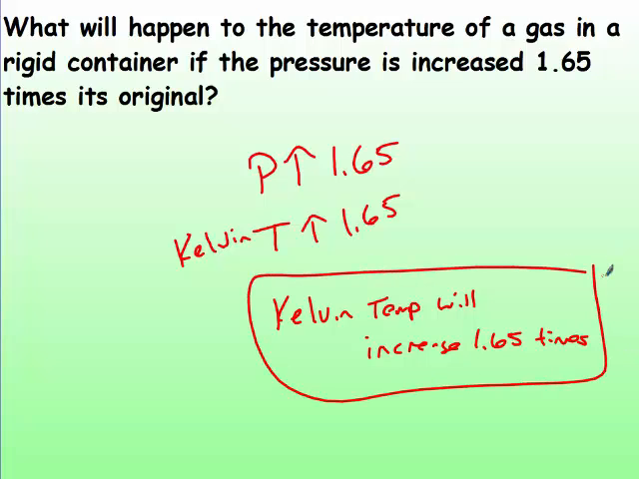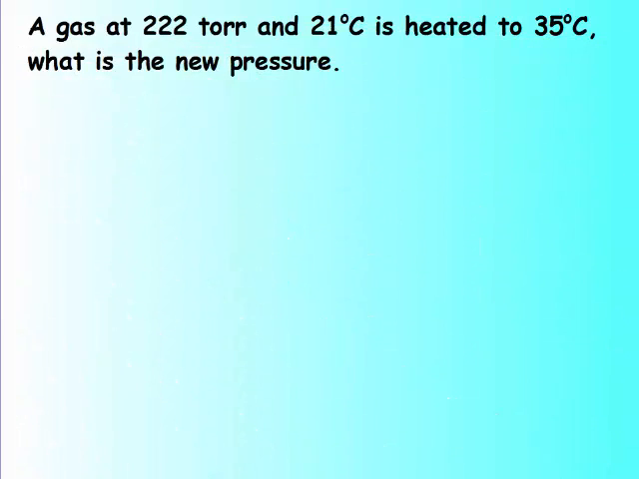So on your test, you will have some that are qualitative, like this one, where we didn't actually need any math involved to solve the problem. We just had to know the relationship between pressure and temperature in this case. Go ahead and pause the video and label all of your values in the problem. Restart when you've labeled your values.